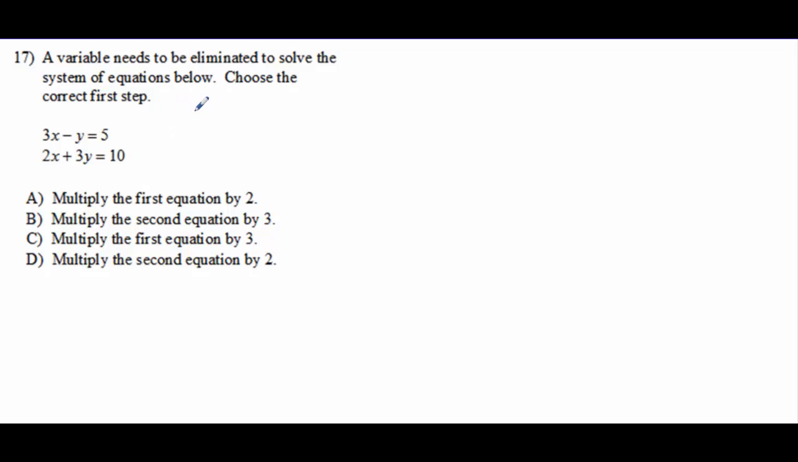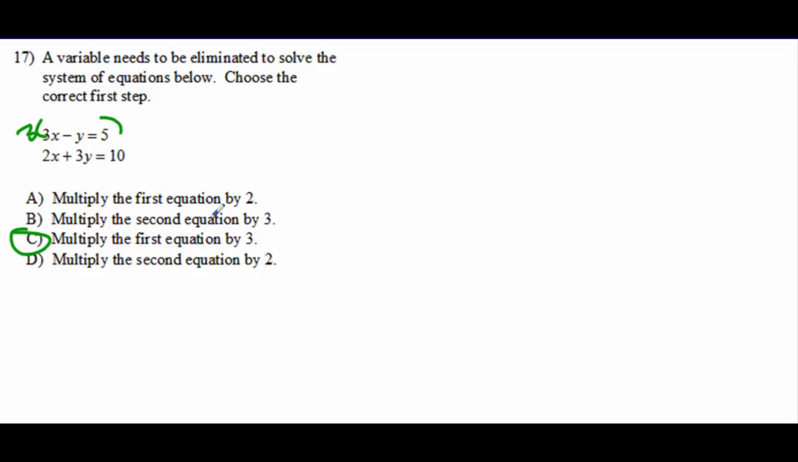17 asks, a variable needs to be eliminated to solve the system of equations below. Choose the correct first step. So you might argue that there's more than one thing you could do, but only one of these answer choices actually will help us eliminate something just using this. And so if you look up here and you can see that, oh, I just need to multiply the top equation by 3, then look for that answer, which is C.